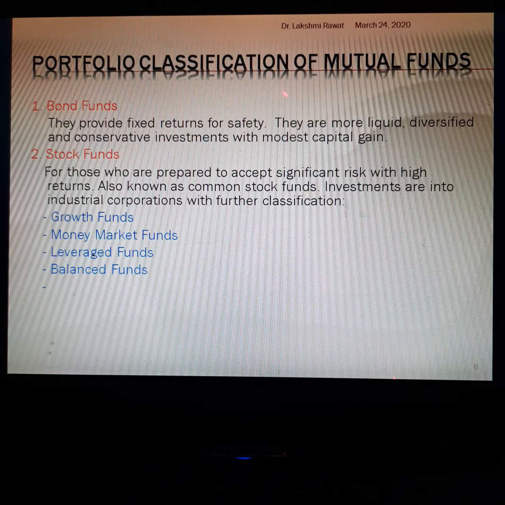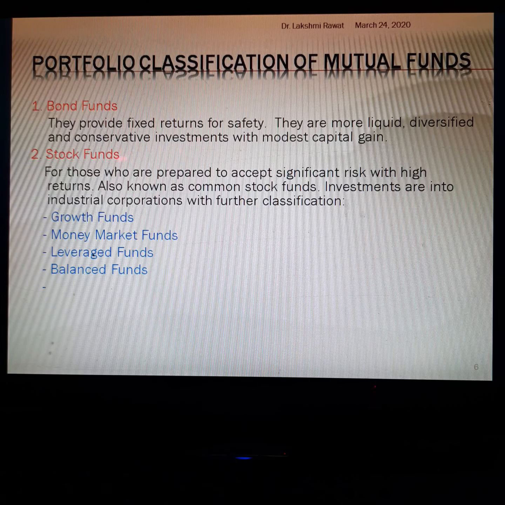Among these, we should first discuss the bond funds. Now, bond funds are such funds wherein the investments are basically made on fixed returns for safety. These funds are more liquid in nature, diversified, and conservative investments. As the name says, the primary objective of these funds is safety and liquidity. So, these are investments made into conservative instruments, and therefore, the returns on the bond funds are of very modest capital nature.